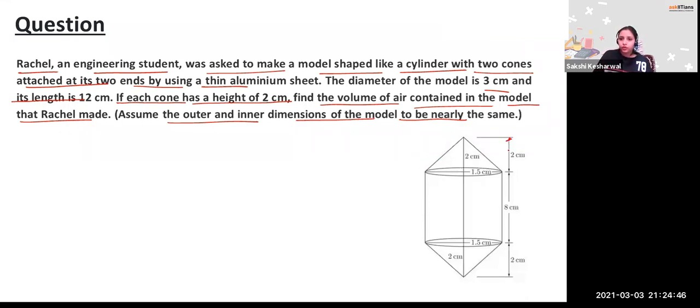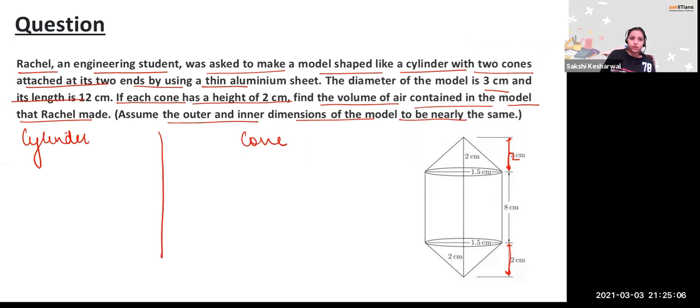So the height of the cone is 2, so the height of this cone will be 2. The total height was 12. So what will be the height of the cylinder? First I'll make it like this. This is for the cylinder and this is for the cone. So its height will be 8 centimeter, and the cone height is 2 centimeter. And the radius for both will remain the same because it is on the same thing.